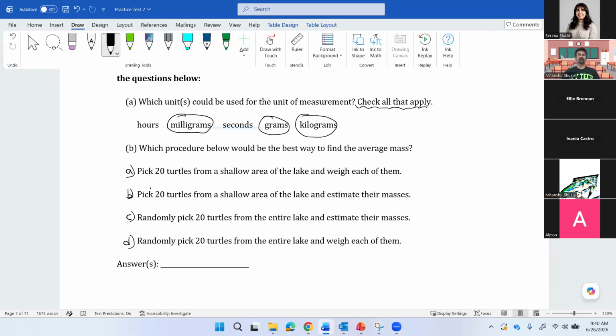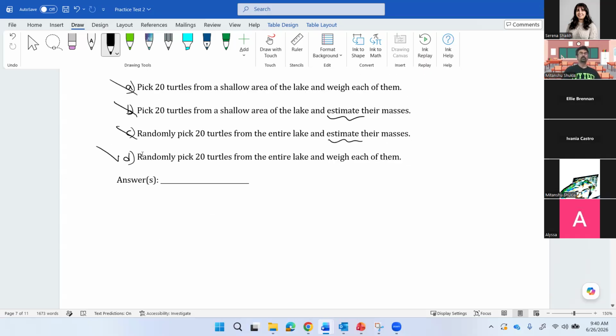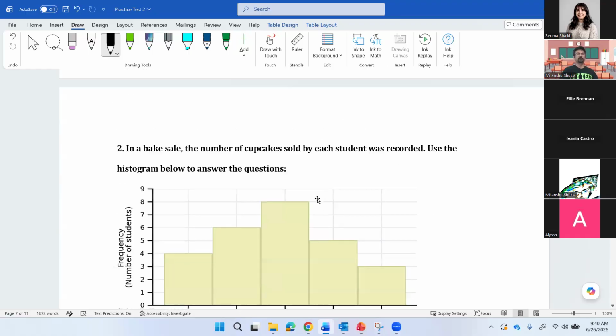D. Thank you, Alyssa. It's going to be D, right? If I just pick from the shallow area, that's not going to give me the average mass of all of the turtles. There might be a lot of smaller, younger turtles in the shallow area, so it's not going to be the best choice. Really use process of elimination here. I don't want to estimate their masses regardless, because that's not going to help me get an accurate average mass. I'm just guessing, right? So yes, D is the best option there.